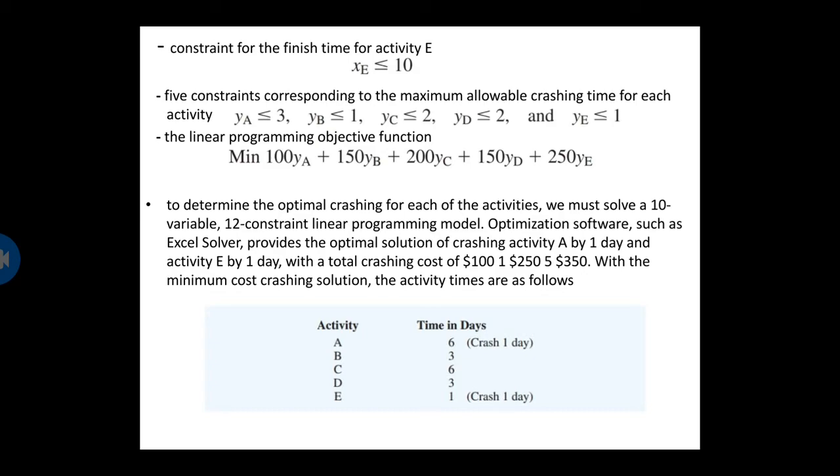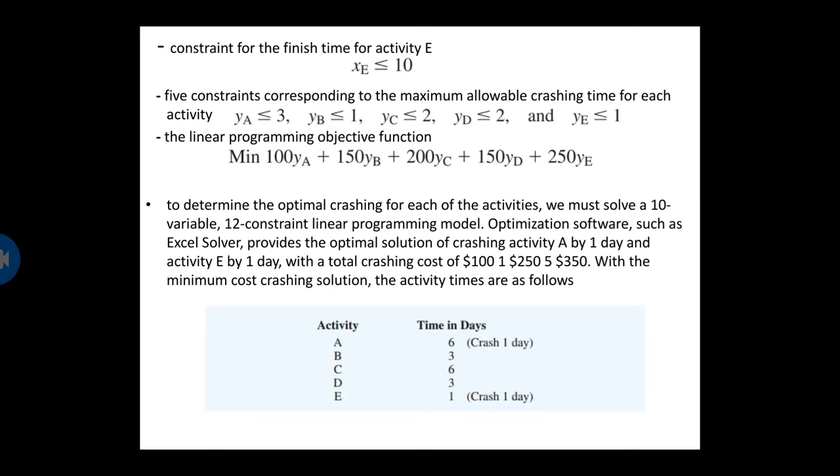All that remains is to develop an objective function for the model. The total project cost for a normal completion time is fixed at $1,700. We can minimize the total project normal cost plus crashing cost by minimizing the total crashing cost. Thus, the linear programming objective function becomes: minimize 100 y sub A plus 150 y sub B plus 200 y sub C plus 150 y sub D plus 250 y sub E. To determine the optimal crashing for each activity, we must solve a 10-variable, 12-constraint linear programming model.